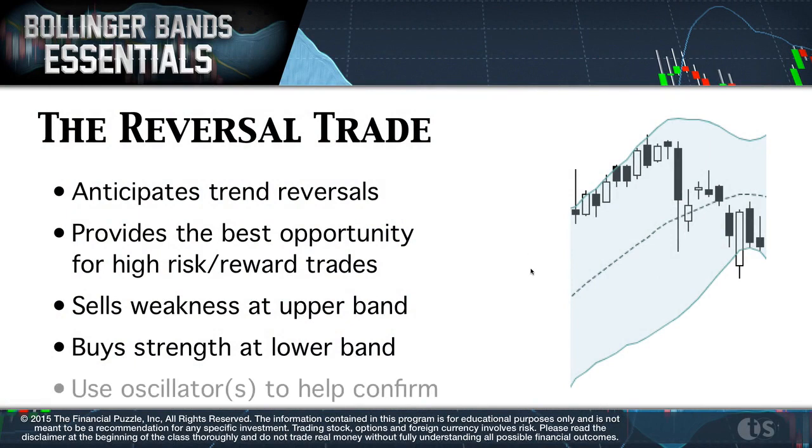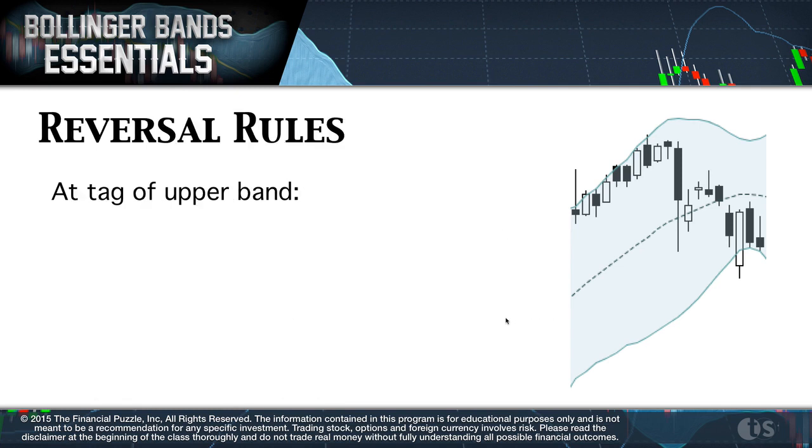Now, what kind of signals am I talking about? Well, it could be fundamental signals. More likely, the one I like to use is your oscillators. So I will typically use a stochastics oscillator to help confirm this, but you could use other oscillators as well, which we'll look at here in a few minutes. So let's look at some rules for the reversal trade.